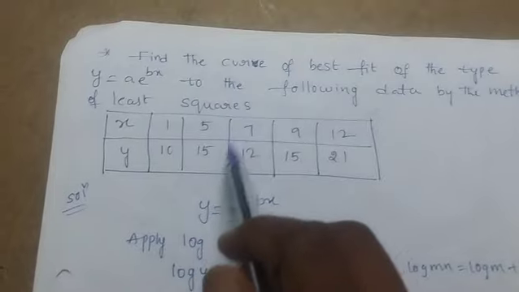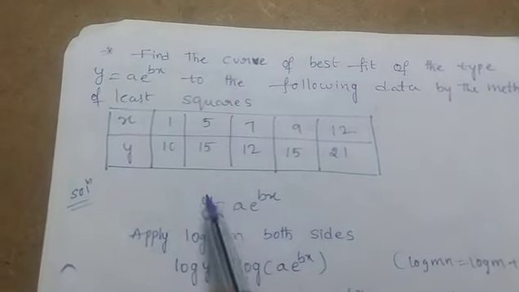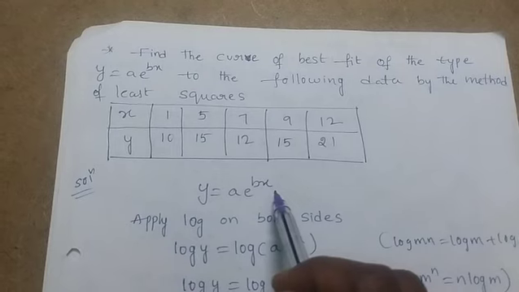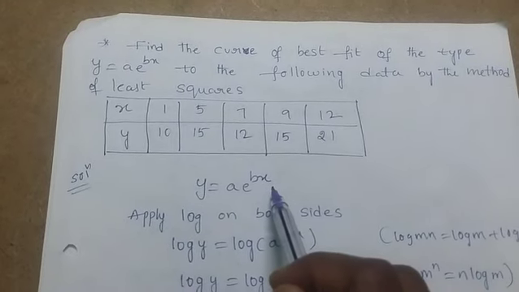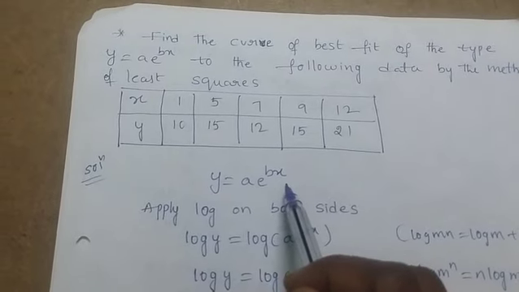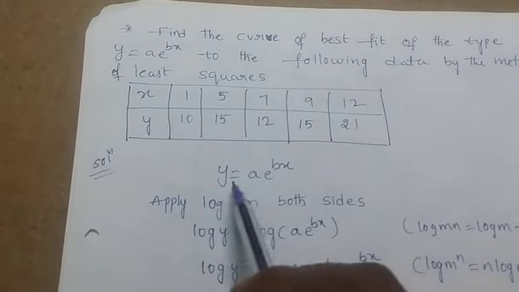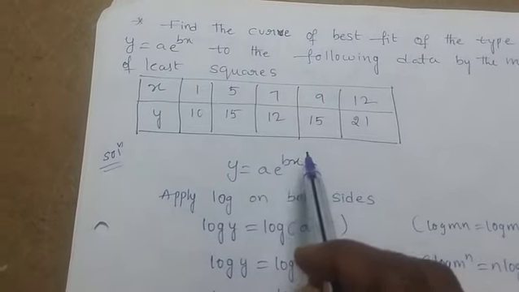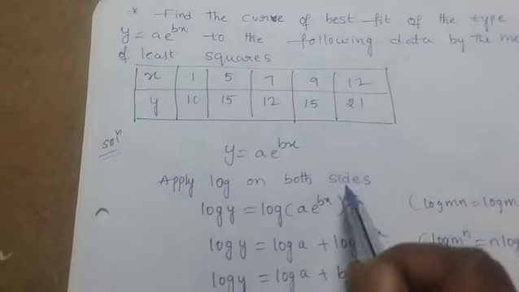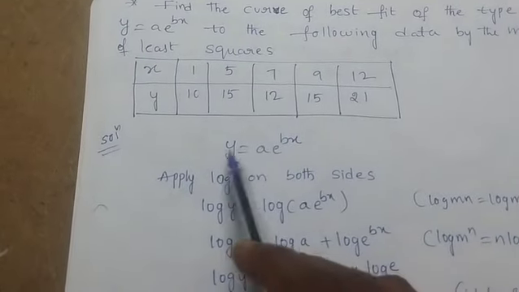Okay, so for that, what curve is given? y equal to a into e power bx. So to fit a parabola or a curve or any straight line, we need to find the normal equations. To find normal equations directly we can't, because here e power bx is there, so that's why we apply log on both sides. So both sides, here log and here log.